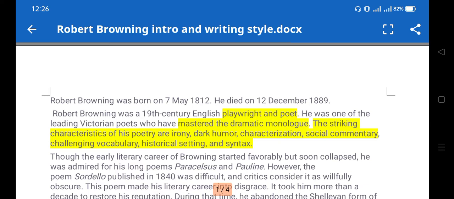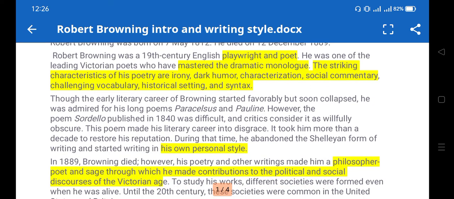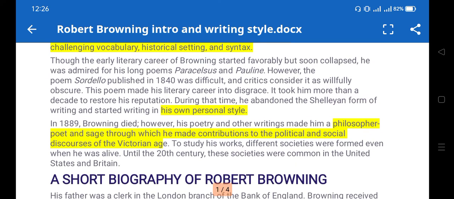And the striking characteristics of his poetry are irony, dark humor, characterization, social commentary, challenging vocabulary, historical setting, and syntax as well. And the form of writing, he started writing in his own personal style. His writings made him a philosopher, poet, and sage. He is also known as a sage poet, right? Through which he made contributions to the political and social discourses of the Victorian age.